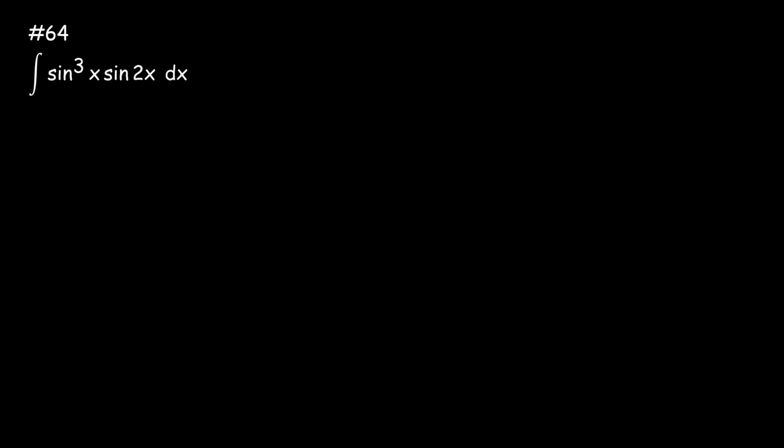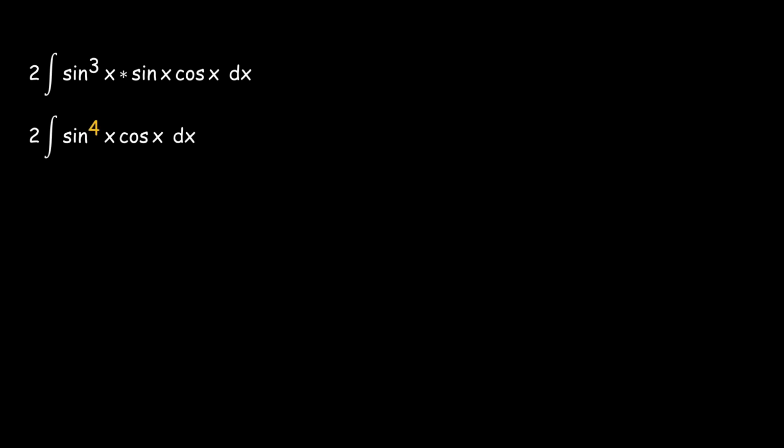Question 64. We have the integral of sine cubed x times sine 2x dx. Remember, sine 2x is the same as 2 sine x cos x, right? If that is so, we replace into our equation. There's going to be an extra sine x again, so it's going to go up to sine to the power 4 of x. As always, we take the constant values out, so that we're going to have the integral of sine to the power 4 x cos x dx.